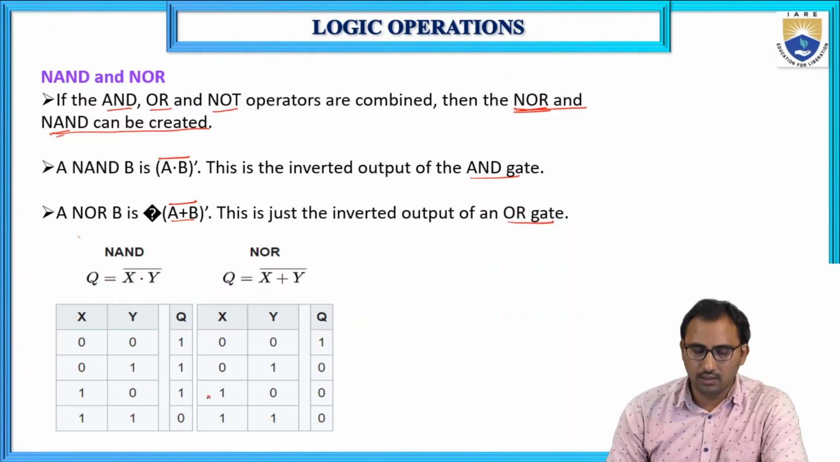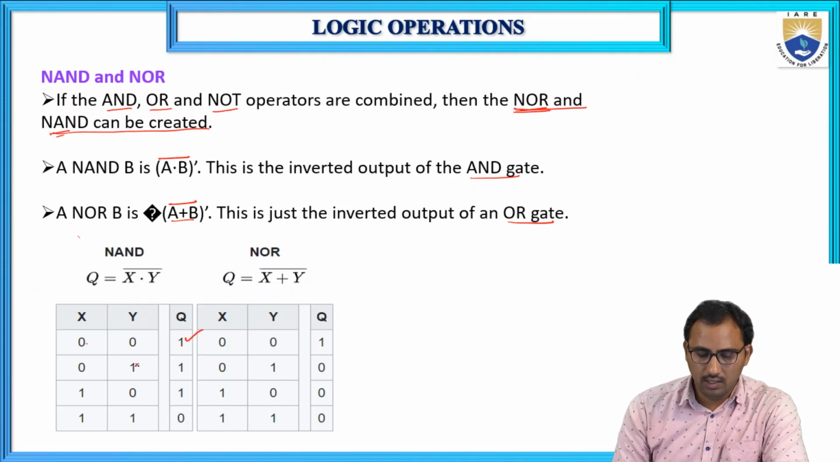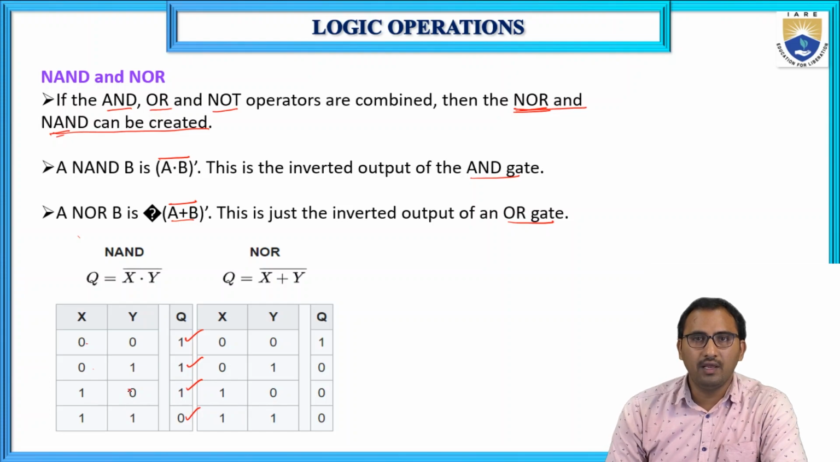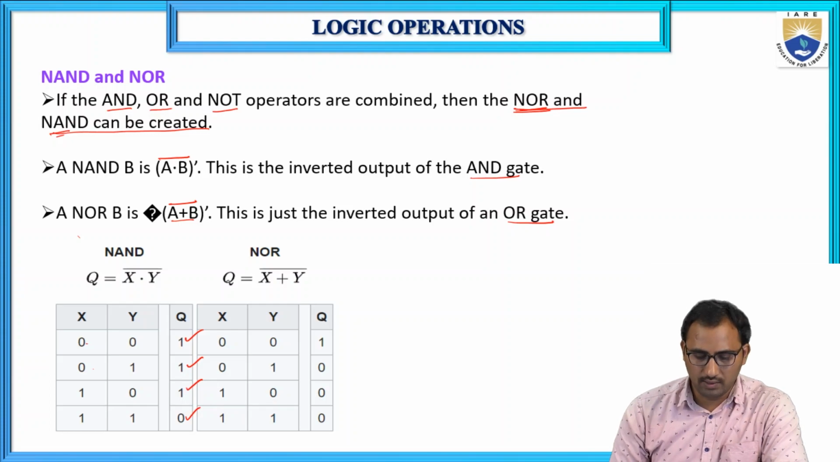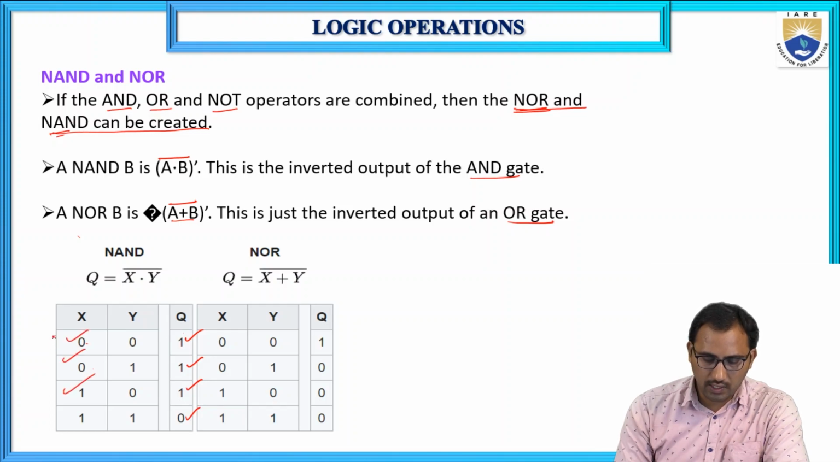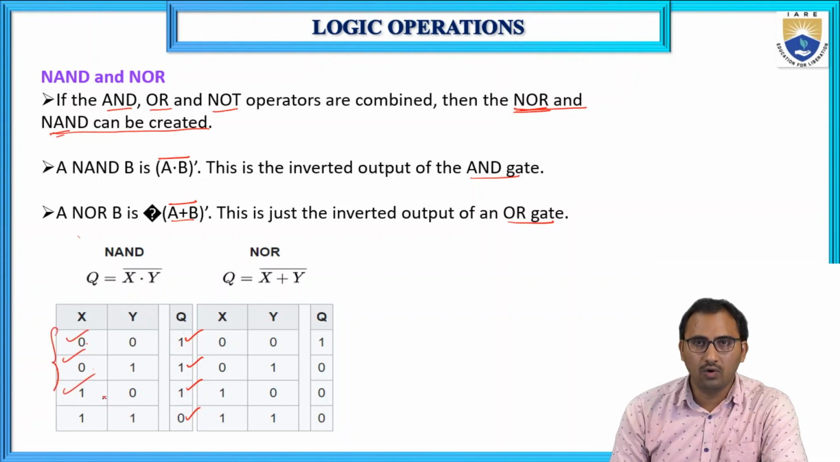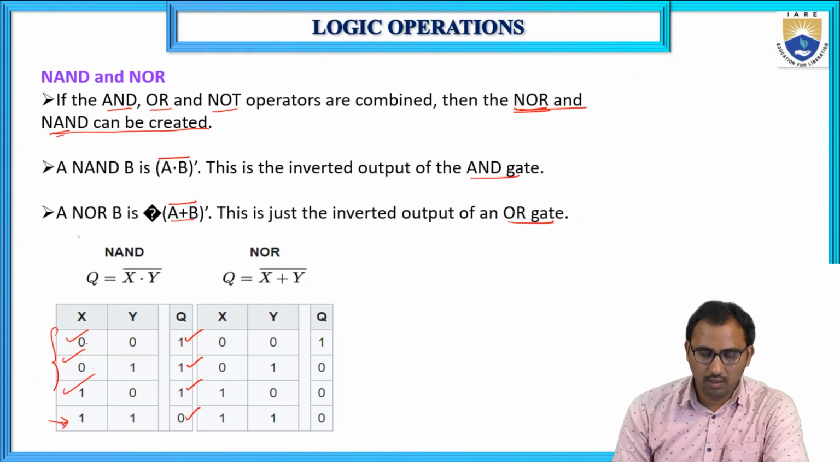Here you can see the truth table for the NAND. If inputs are 0, 0, you will get 1. If inputs are 0, 1, you will get 1. If inputs are 1, 0, you will get 1. If inputs are 1, 1, you will get 0. So in the AND gate, if any input is 0, the output is 0. But here, if any input is 0, the output is 1. So in these three cases, if any input is 0, output is logic high. The output will be low only when all inputs are logic 1. So that is a NAND operation.